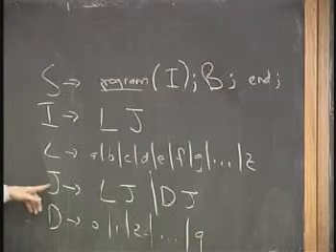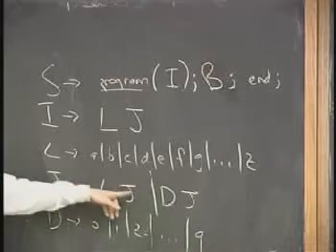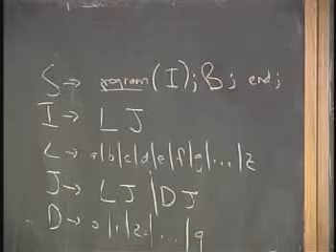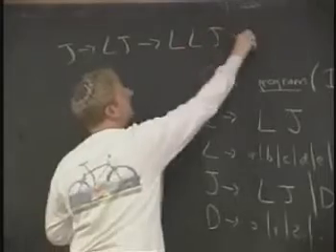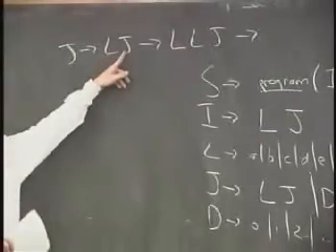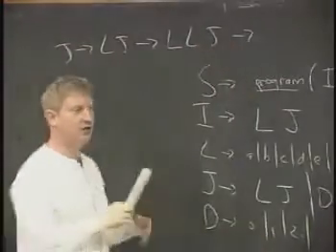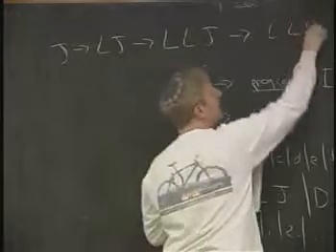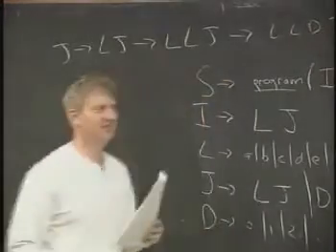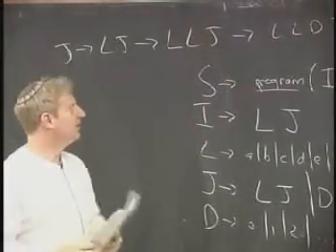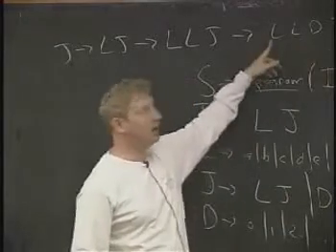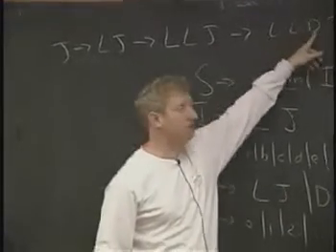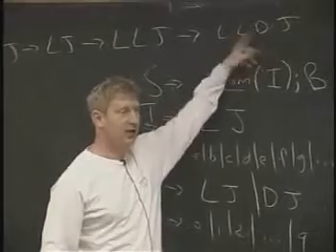How do you ever get rid of a J? J turns to LJ. Let's look at this. J turns to LJ. LJ can turn into LLJ, right? Because the second J turned into an LJ. LLJ can turn into LLDJ. If I just keep using these productions, I always end up with a J at the end. I can turn the L into an A, this L into a C, this digit into a 3. So I can get AC3.